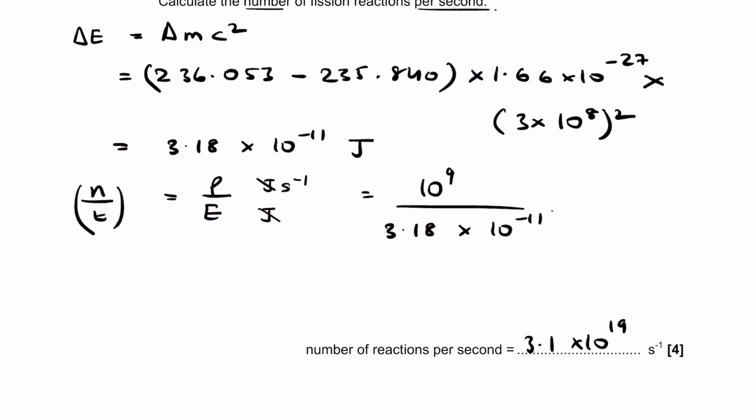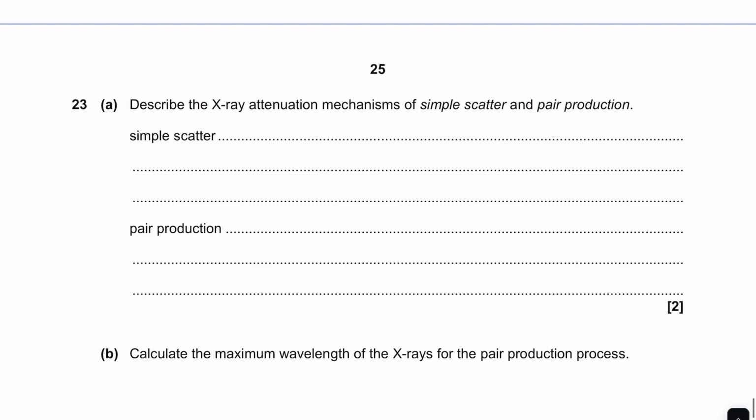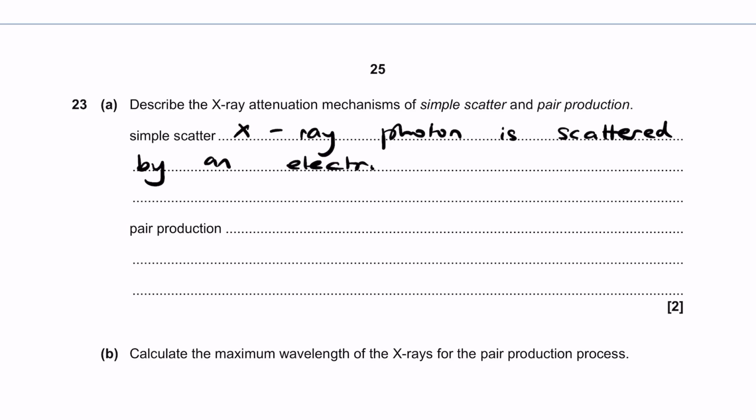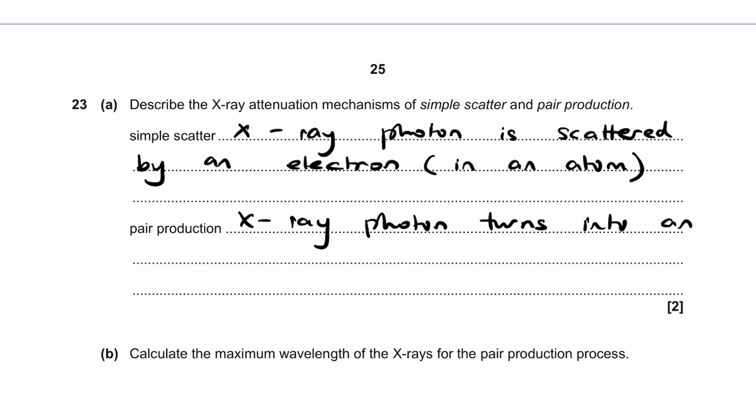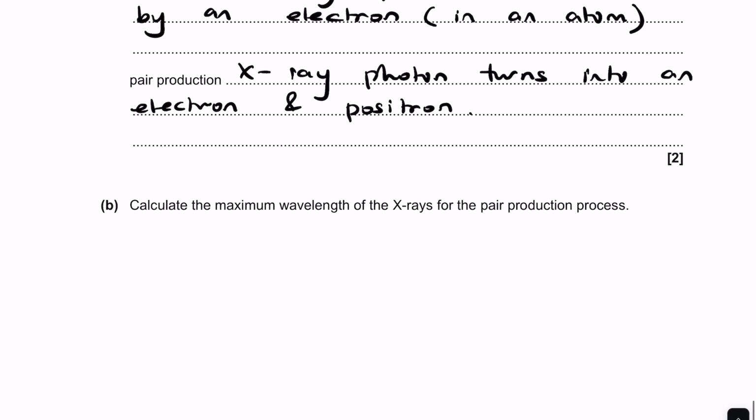So let's move on to our question number 23. Part A says, describe the X-ray attenuation mechanisms of simple scatter and pair production. Again, for medical physics, they tend to ask you very textbook-like questions, okay? Simple scatter is where an X-ray photon is scattered by an electron, an atomic electron. Whereas pair production is where an X-ray photon produces a pair of an electron and a positron, and in that process, it basically disappears.